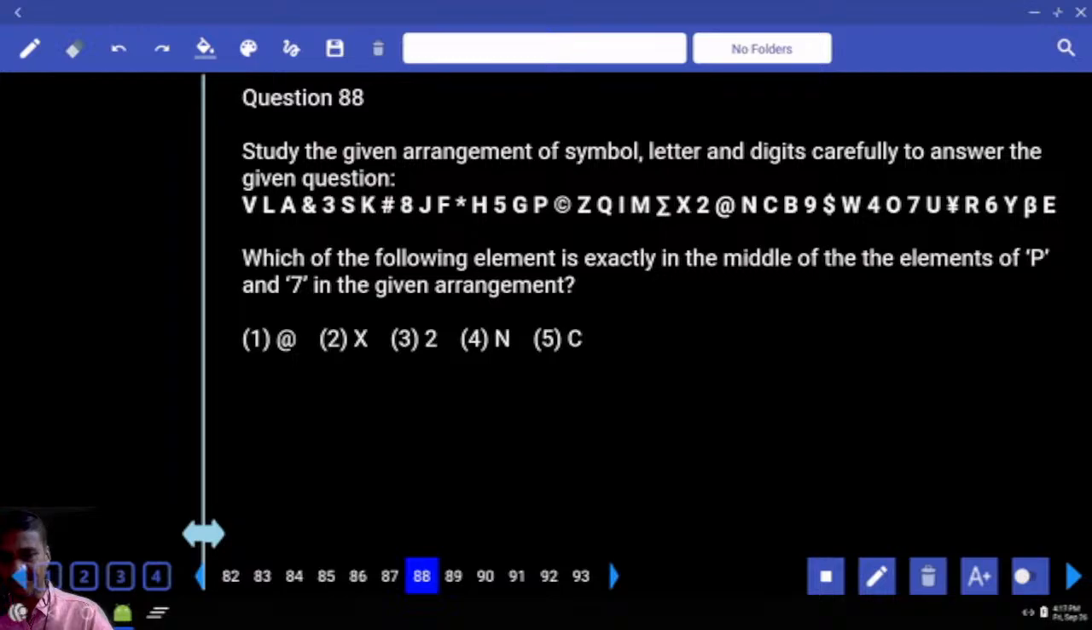88. Which of the following is exactly the middle of P and 7? P is here, 7 is here. In between these two, 1, 2, 3, 4, 5, 6, 7, 8, 9, 10, 11, 12, 13, 14, 15, 16, 17. 17 means ninth element. 1, 2, 3, 4, 5, 6, 7, 8, 9. What is your answer? At the rate of, choice 1.